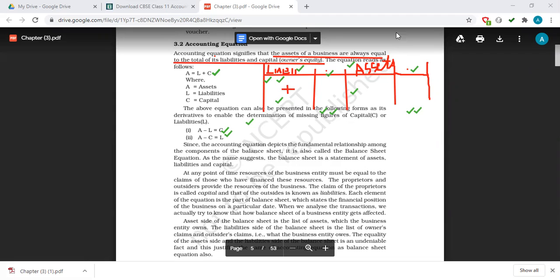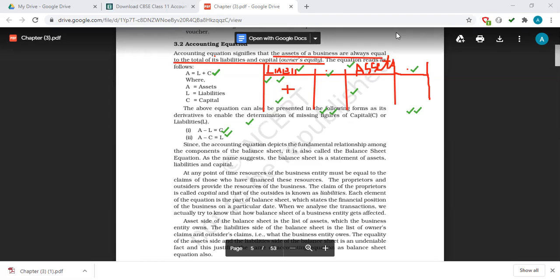The proprietors and outsiders provide resources of the business. The claim of proprietors is called capital and that of outsiders is known as liability. As I had shown you, you can see the double ticks are there. So the topmost is the capital, and from that the other part is the liabilities, to whom we have to pay. Insider is your owner, that is the capital giver, and then that is liabilities.